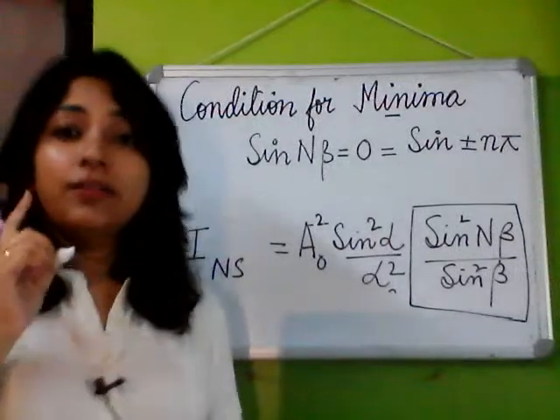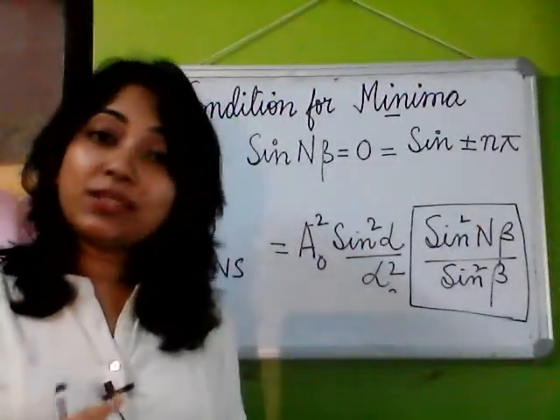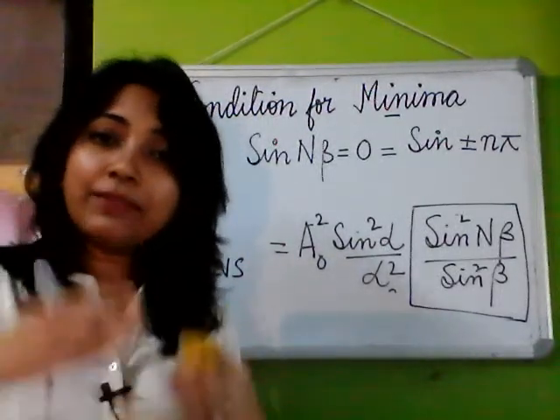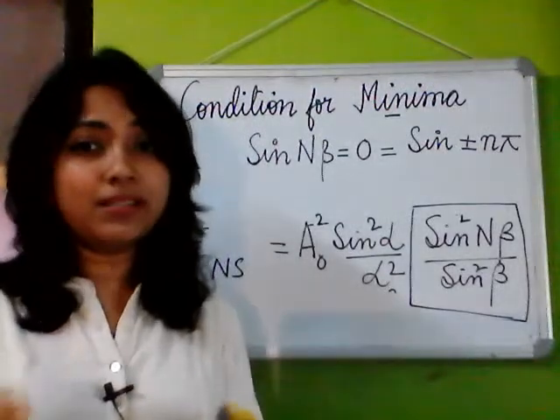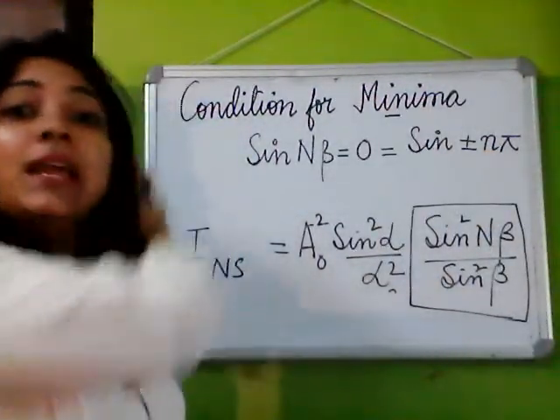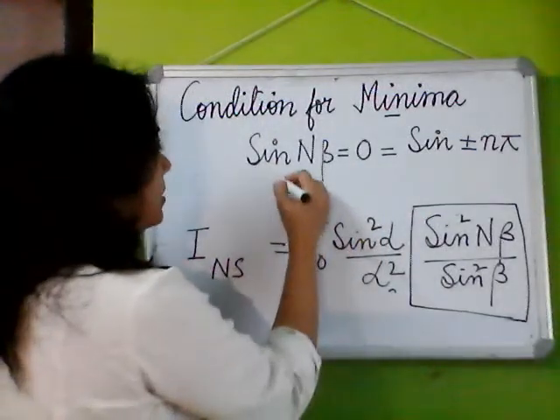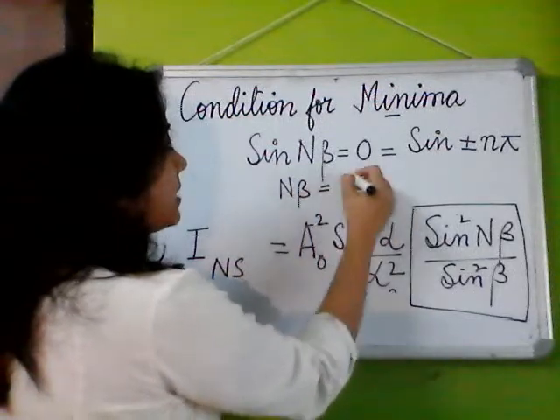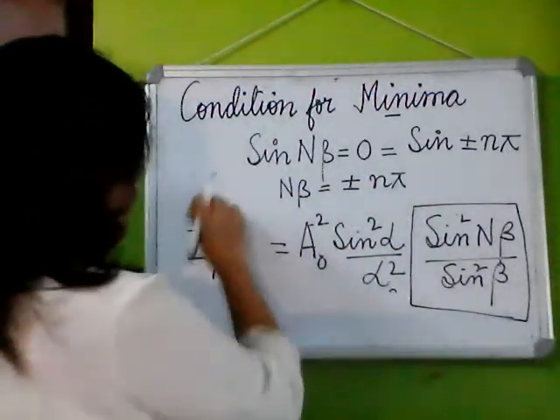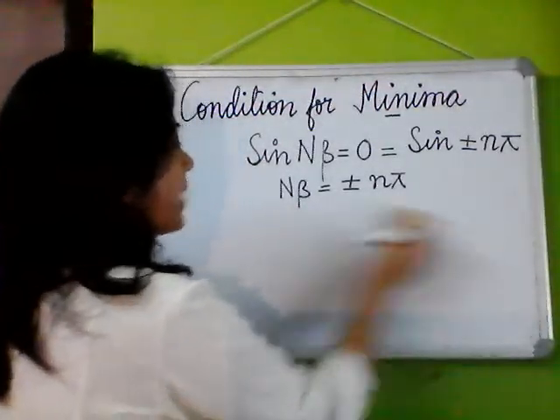I have very knowingly not written this as m pi because remember we had used the term m for getting the principal maxima. So that we can differentiate between these numbers, we are writing it with a small n in this case. All right. Now, what can be the values in this case? What can be, or rather I would say that n beta is equal to plus minus n pi. Correct. So let me just strike it off. So this is where we are standing.